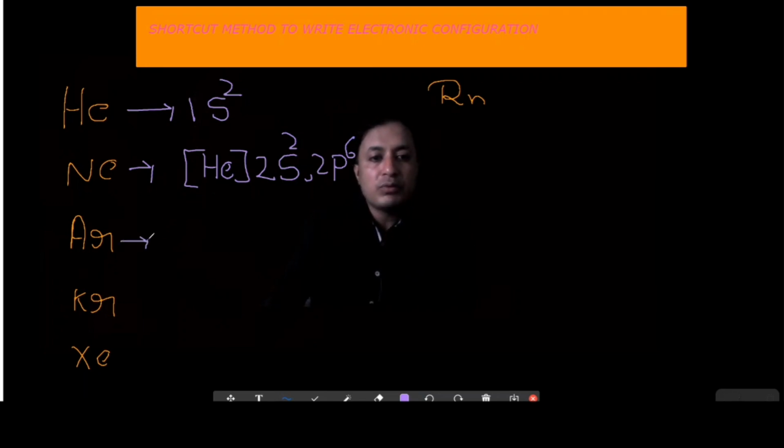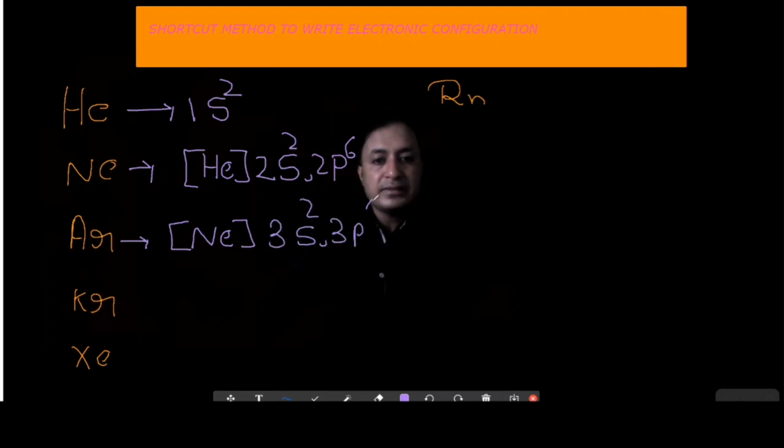Now suppose you have to write for argon also. In case of argon, you will again be repeating the same thing. Write down neon first over here. Neon means the atomic number 10 is already represented, that is 2s2, 2p6, which you have already written. Then you can write 3s2 and 3p6.